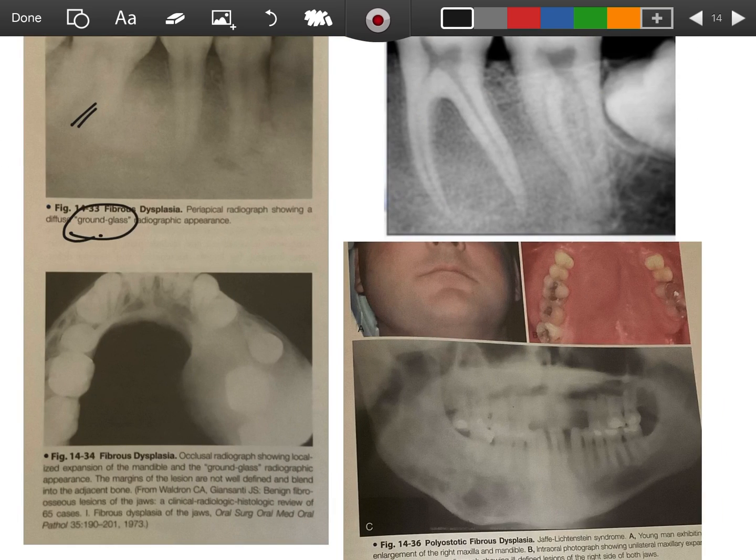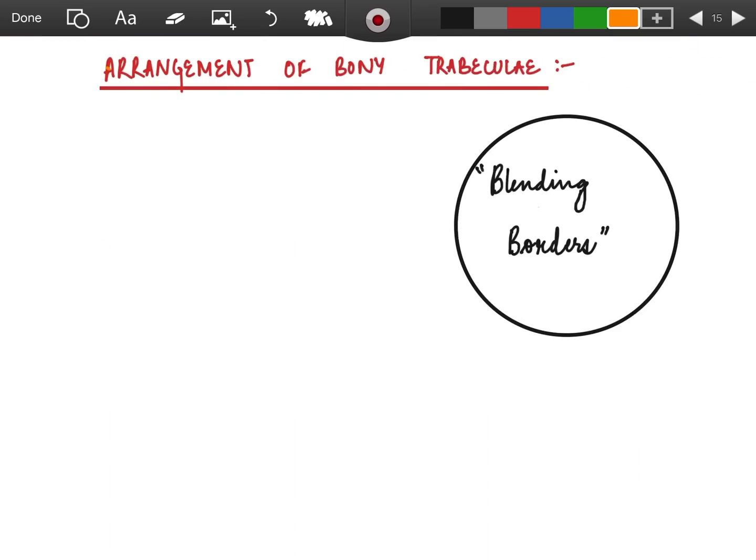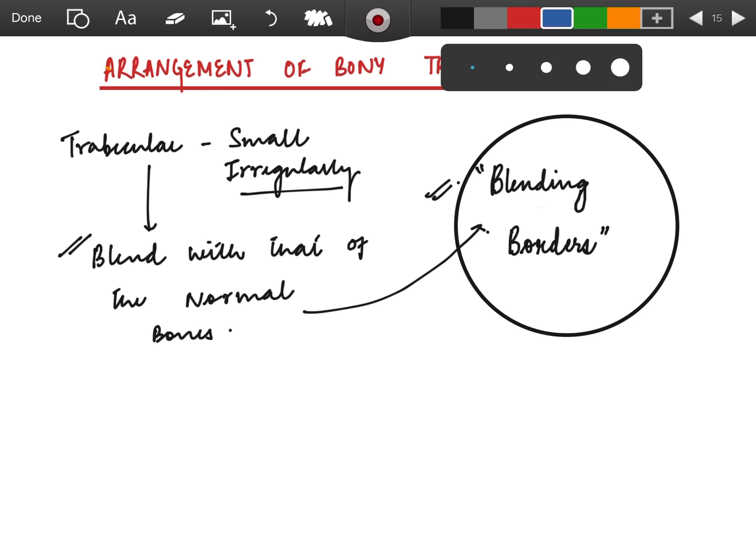Now you can see the ground glass appearance, a hazy arrangement of trabeculae, so that gives the ground glass appearance. In the second one, there is fibrous dysplasia of the mandible, and you can see buccolingual expansion unilaterally. Fibrous dysplasia occurs unilaterally. In this one, you can see the orange peel appearance, a hazy type of appearance, and clinically you can see unilateral enlargement of the maxilla. Now the arrangement of bony trabeculae: trabeculae are normally in a stepladder pattern, but in fibrous dysplasia we have small, irregularly arranged trabeculae. It blends with the normal bone, so we use the term blending borders of fibrous dysplasia.